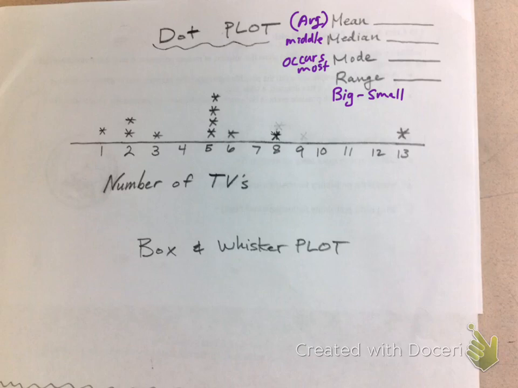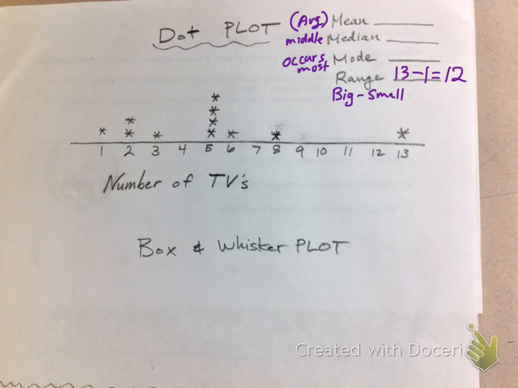So let's do these. Let's start with the range. So 13 is the biggest number, right? Number of TVs. So someone had 13 TVs in their house. What's the smallest number? 1. So 13 minus 1 is 12.